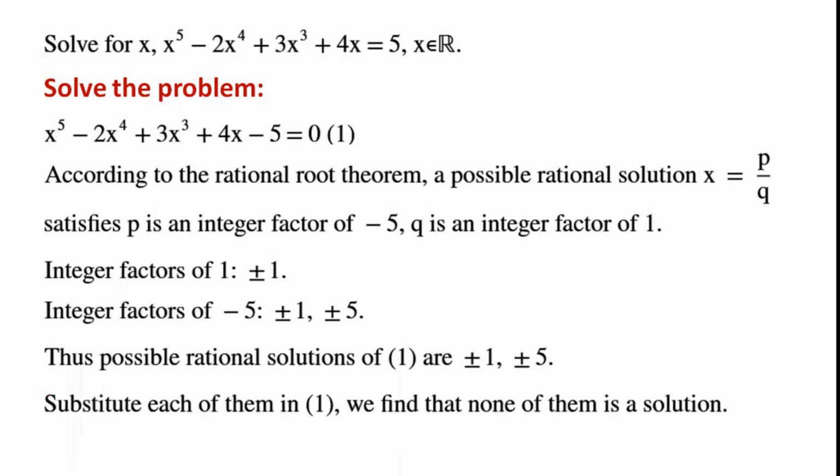Substitute each of them in equation 1, we find that none of them is a solution, so we can't solve equation 1 using the rational root theorem. Instead, we'll approach the problem using a numerical method called the bisection method.